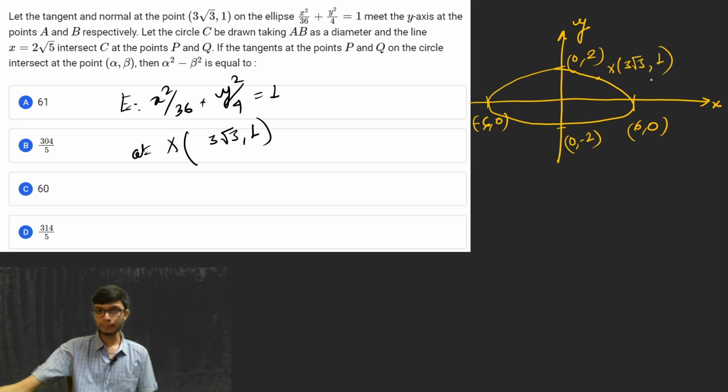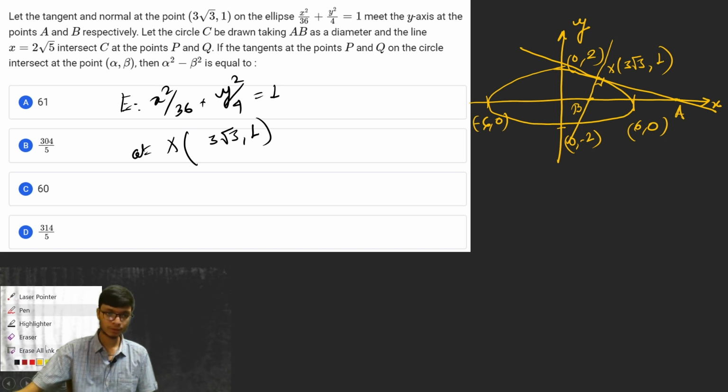Now let the point X be over here, that is 3 root 3 comma 1. The tangent at this point, something like this, intersects the x-axis at point A. Similarly, if you draw the normal, which is perpendicular to the tangent, it intersects the x-axis at point B. And it is saying that we draw a circle taking A and B as the diameter.